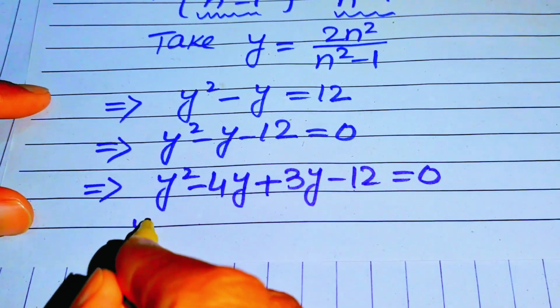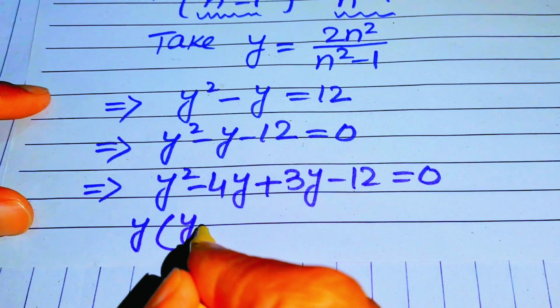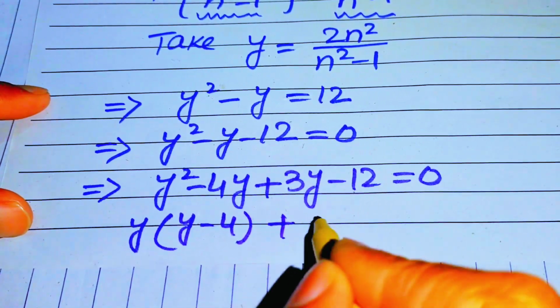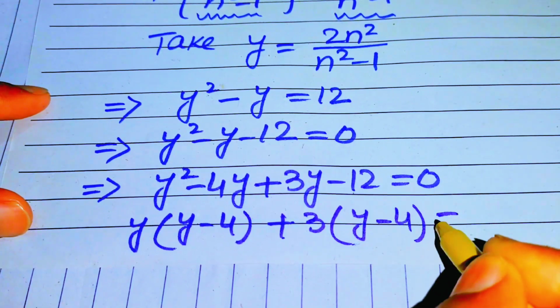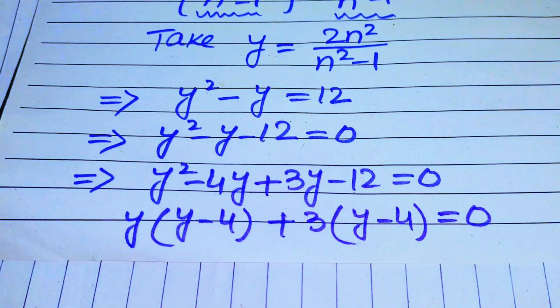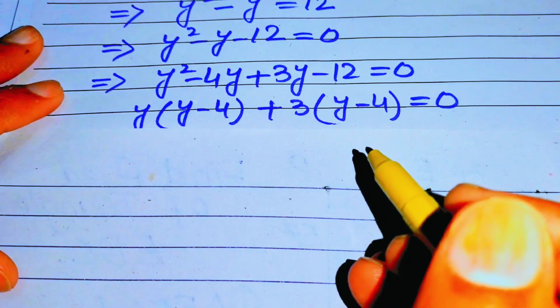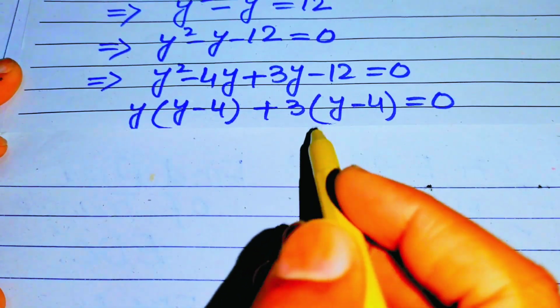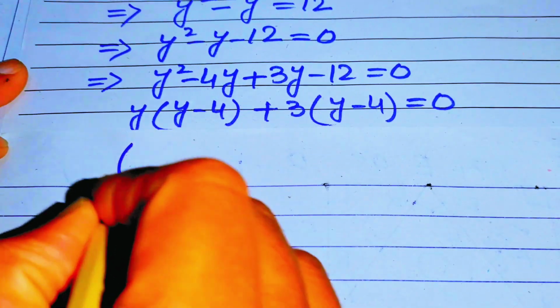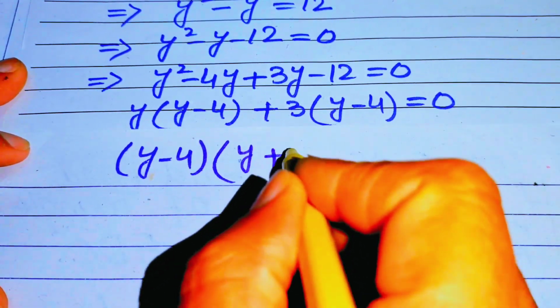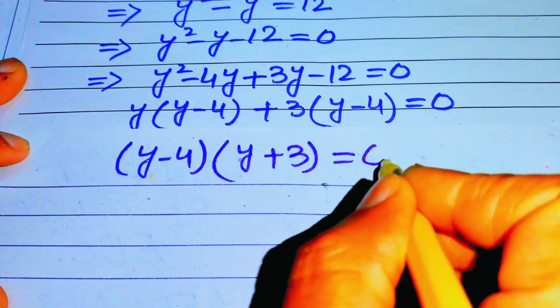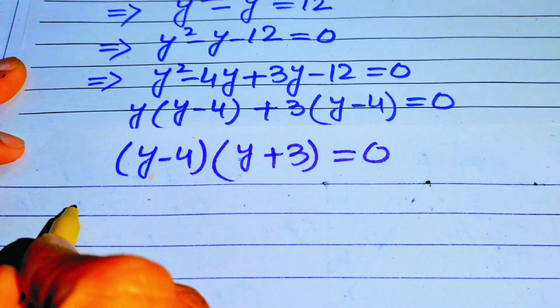So here we take y common from the first terms and we get y minus 4, and here we take plus 3 common and we get y minus 4 equals to 0. And in the next step, you see here we have y minus 4 as the common expression. So we take it common, y minus 4, and you get here y plus 3 equals to 0.